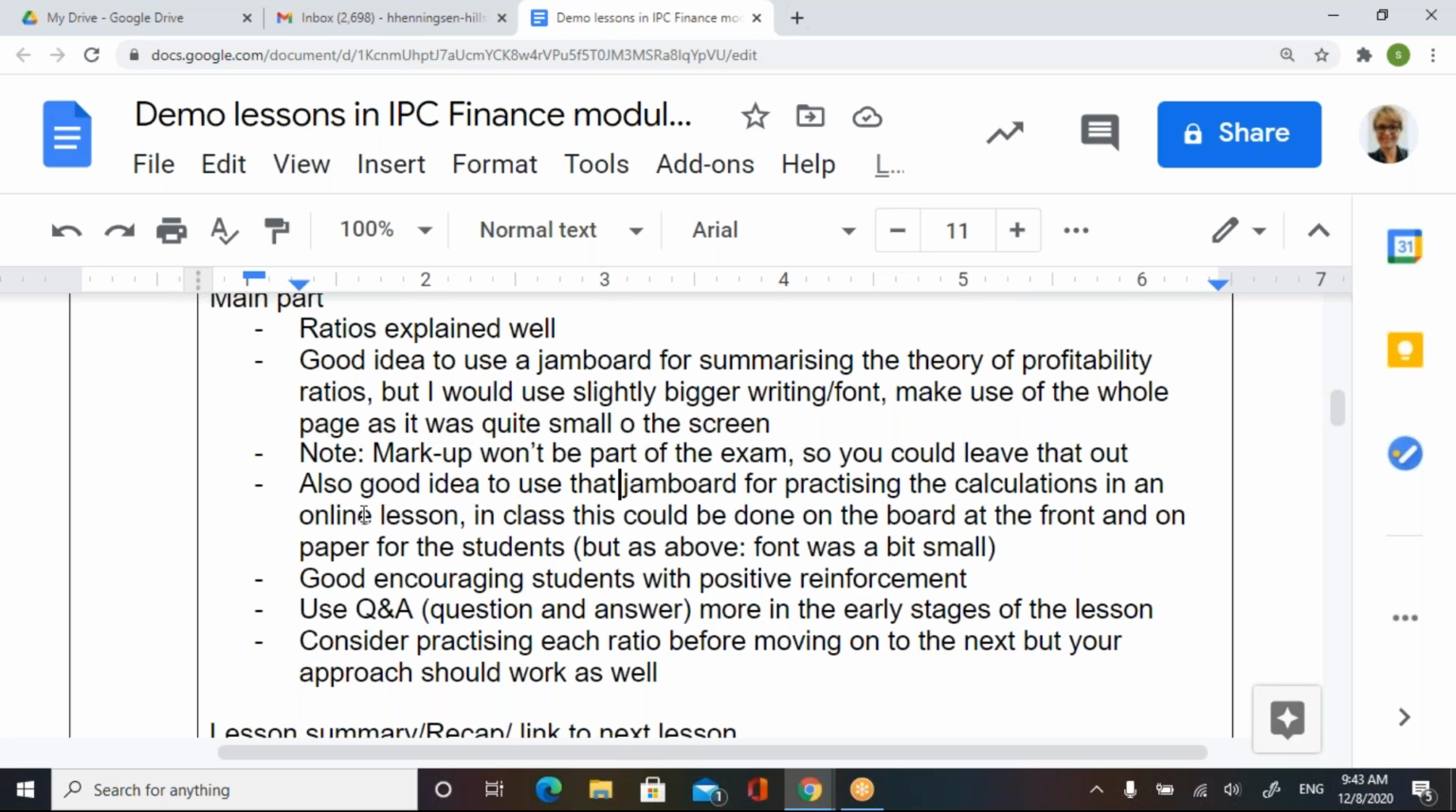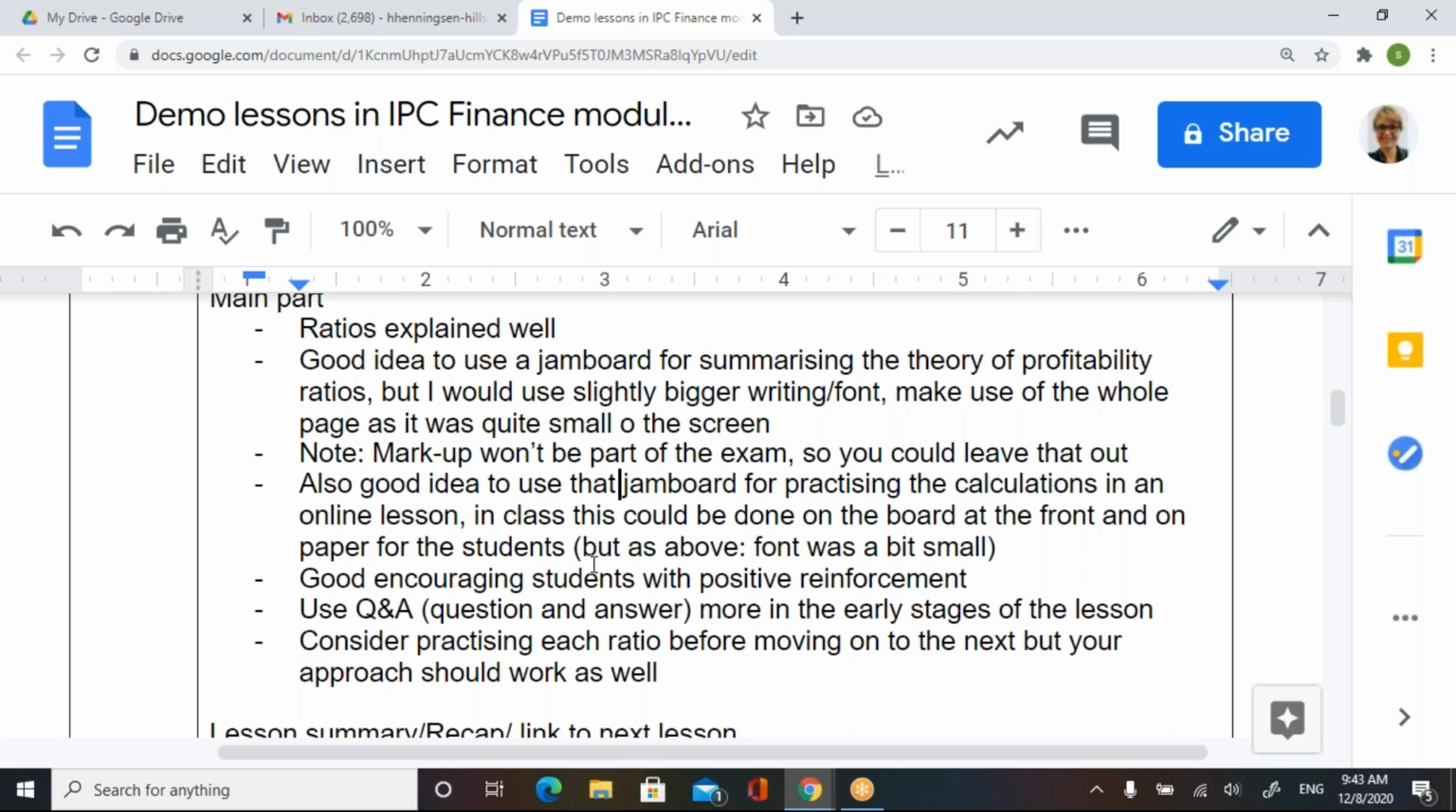So you can ask the students actually to calculate the ratios and practice them. And obviously, once you move back into class, you could consider doing this on the board at the front of the class, or give the students a bit of paper that may be pre-populated with a table like you did on the Jamboard for them to take notes. Once again, I think you even said that yourself, Helena. I would say the font was possibly a bit small. That was my only issue with it.